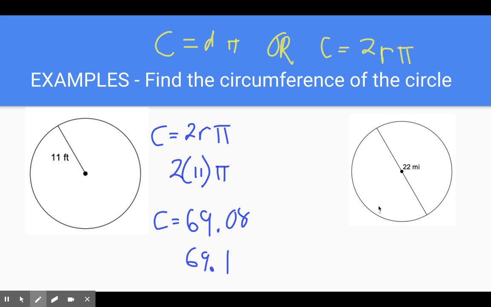Okay. Over here, 22 is given as a diameter, so the circumference needs to be circumference equals diameter times pi. As you can see, 2 times this radius of 11 gives you 22, so these are actually going to be the same thing. Fun facts. So that would be 22 times pi, and if you type that into a calculator, 22 times 3.14, the circumference comes out to 69.1 again.